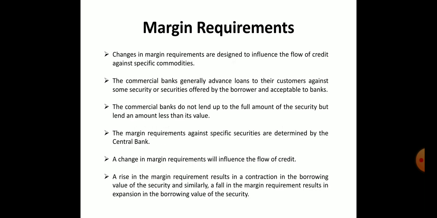Next is margin requirement. Again, from the last point, the margin requirement is basically the difference between the actual market value and the loan amount. So what is the difference? If I'm taking a loan on a 1 lakh rupees property as rupees 80,000 at an 80% credit rationing ratio, that means there is a 20% margin. If the market value has increased, then we can take more loan. So margin requirement basically influences the flow of credit.